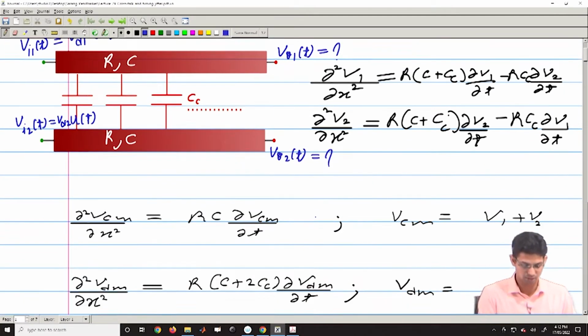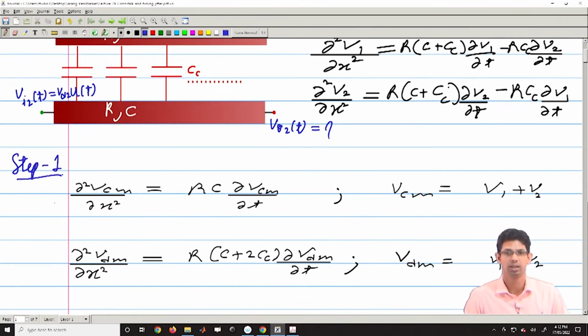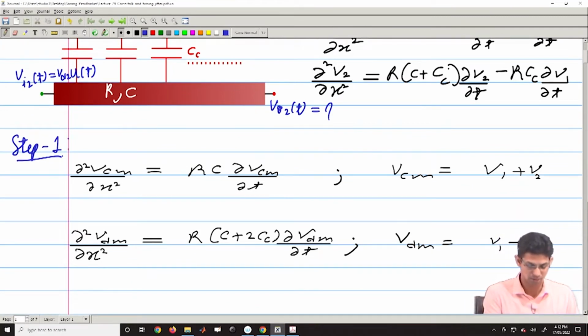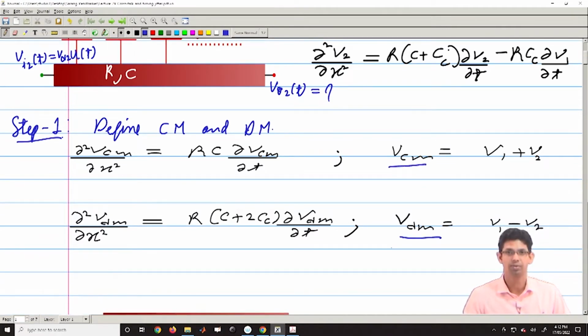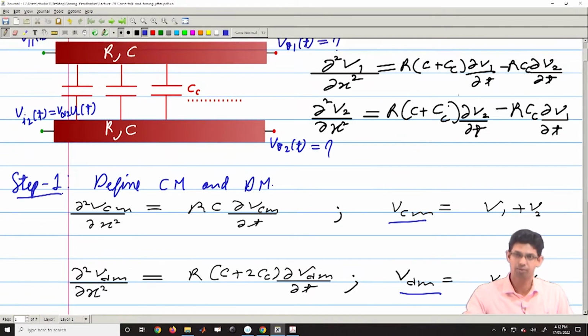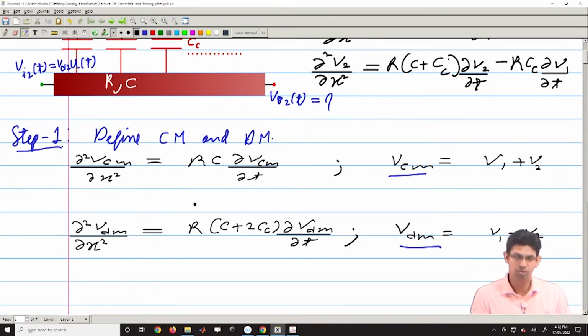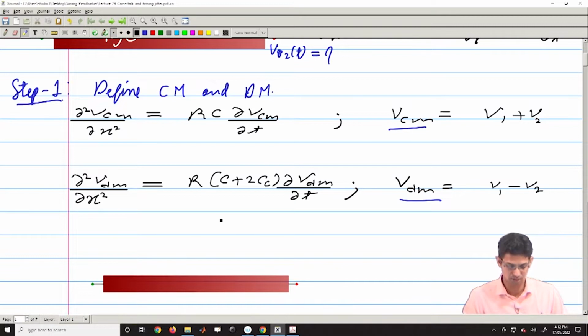So, as a first step, let us decouple the voltages. We define common mode and differential mode voltages, Vcm and Vdm, and if we define them like this, these two sets of coupled equations reduce to these two simpler looking equations.